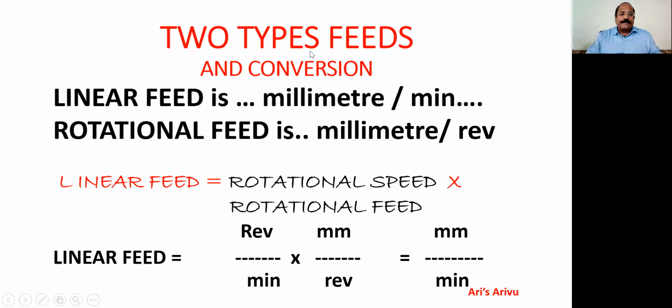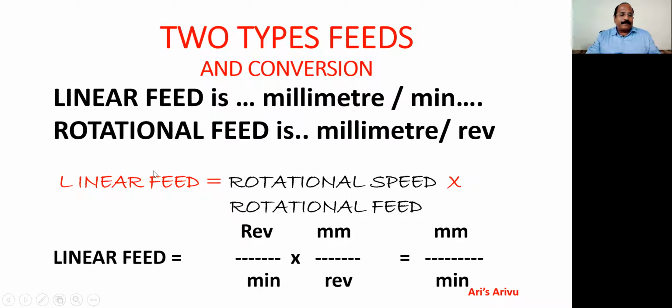There are two types of feeds here. One is the linear feed, which is the rate at which the tool is moving, that is how many millimeters per minute it moves. The other feed is rotational feed. How many millimeters it moves per revolution is called rotational feed.